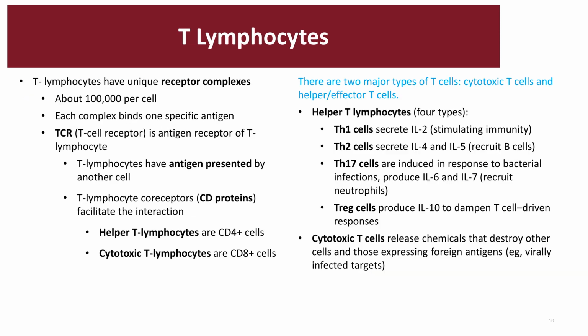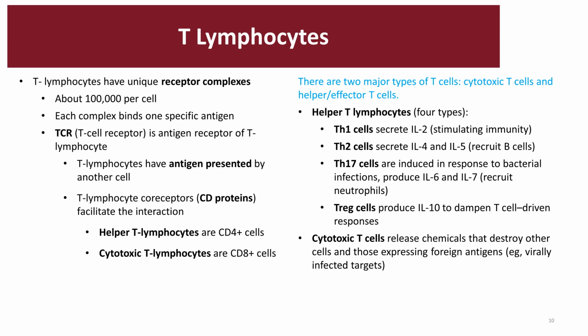T lymphocytes have unique receptor complexes, about 100,000 of these per cell. Each complex will bind to one specific antigen. TCRs, also known as T cell receptors, are the antigen receptors of the T lymphocyte. T cells have an additional protein receptor molecule called the co-receptor, which facilitates physical interactions with other kinds of APCs. The CD proteins are a category of co-receptors that have been studied. They're also referred to as cluster of differentiation proteins.